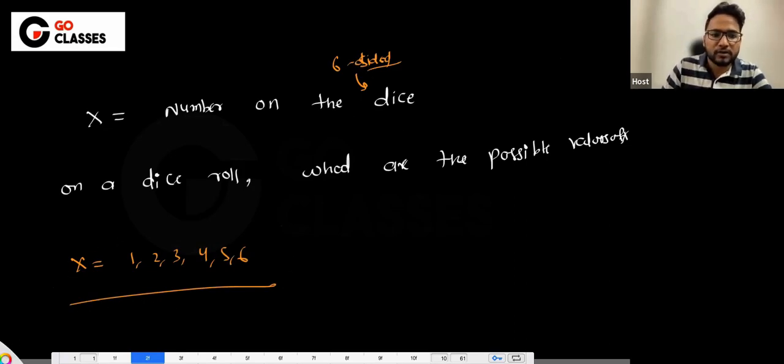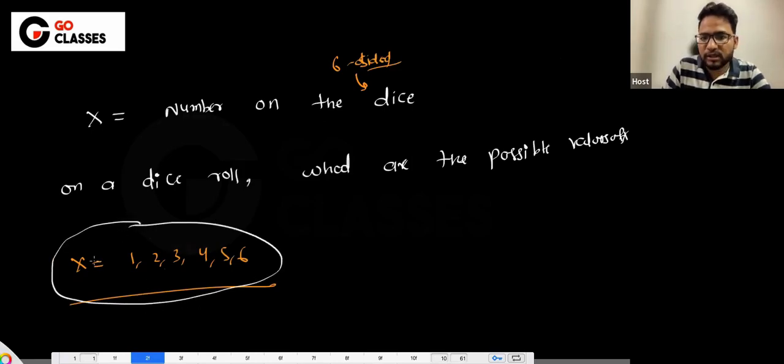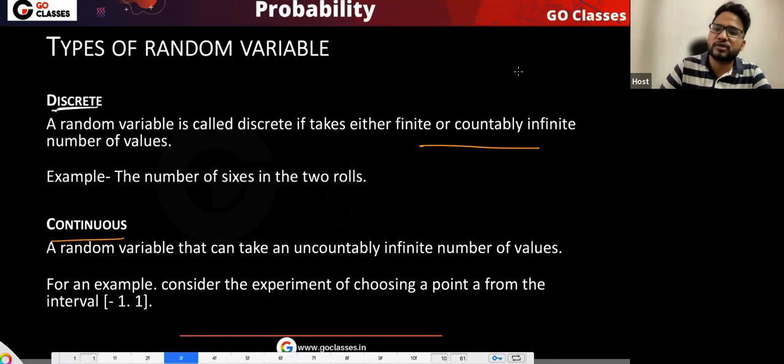Okay. So as you see, these are the possible values that x can take. Now, are these values finite or infinite? Like x is taking these 6 values. Obviously, these values are finite, right? So it means that it is a discrete random variable. If x is taking finite values, then it is a discrete random variable, and it can even take infinite values, but that infinity has to be countably infinite.